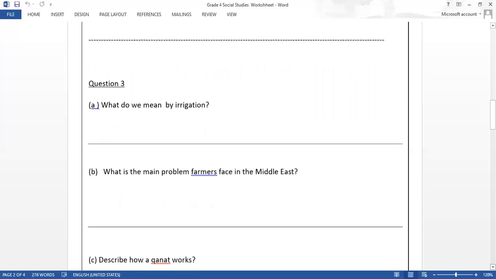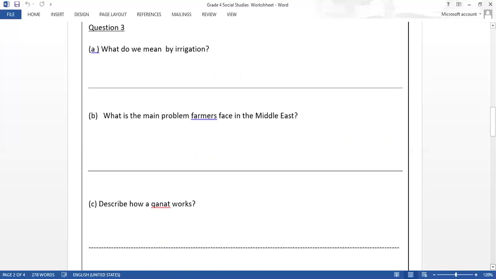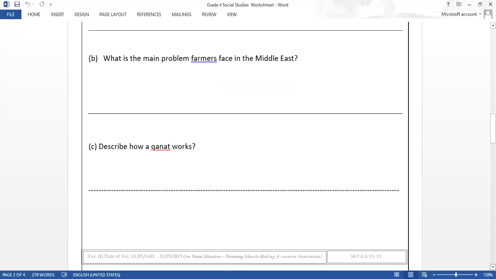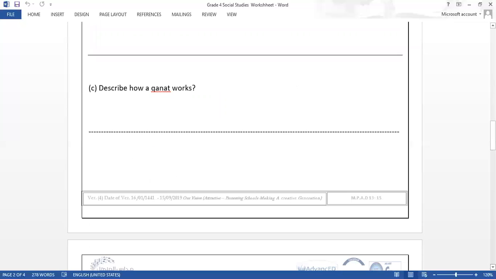Next question, what's a kanat? I'll describe how a kanat works. A kanat is an underground tunnel built so we can use groundwater. So it's underground tunnels built so that we can use groundwater. That is a kanat. Let's go to the last question.